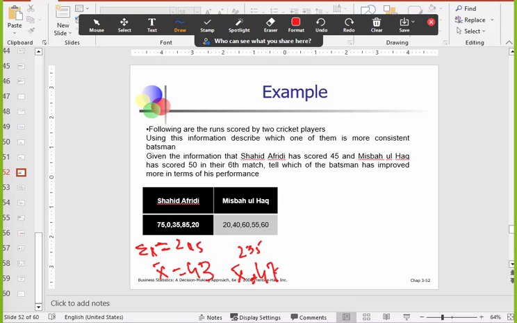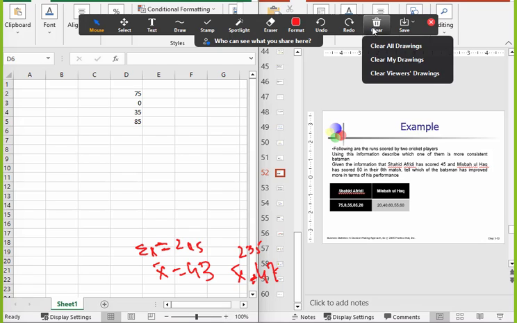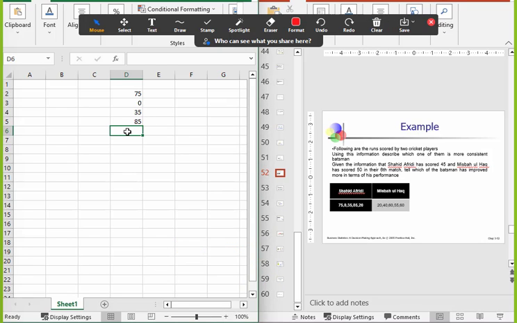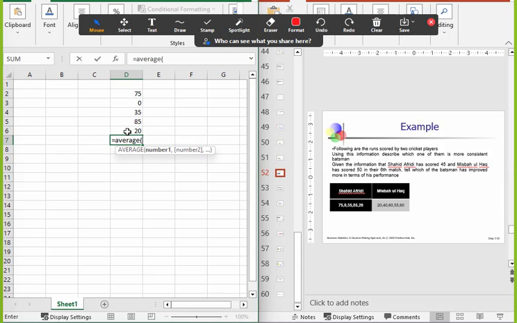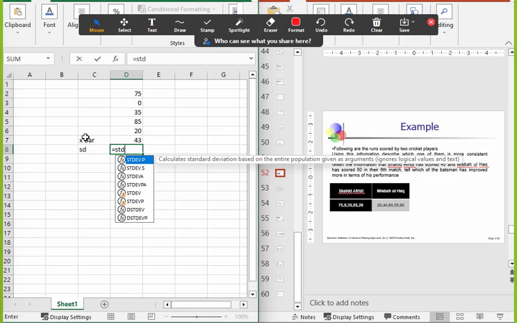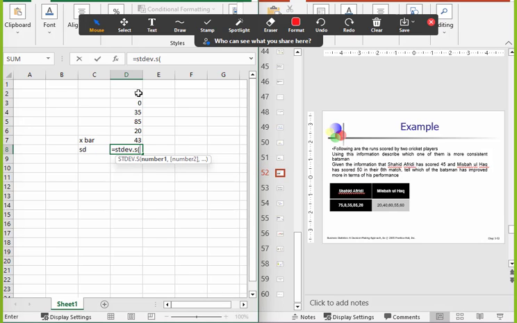For that, I will use Excel to solve it quickly. I will show you how to calculate the mean and standard deviation in Excel. I will return to Shahid Afridi's data. The mean formula is AVERAGE, and I will highlight the numbers. I will label it X bar and SD. I know that this is sample data, so I will use STDEV.S for sample, and open the bracket.